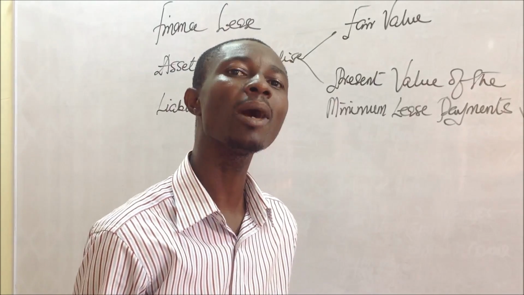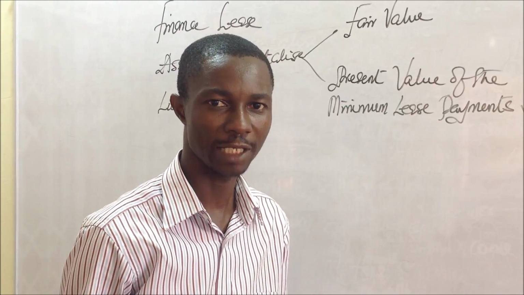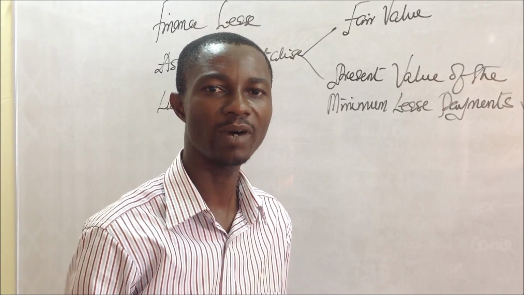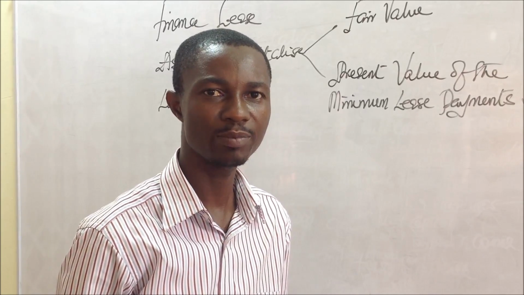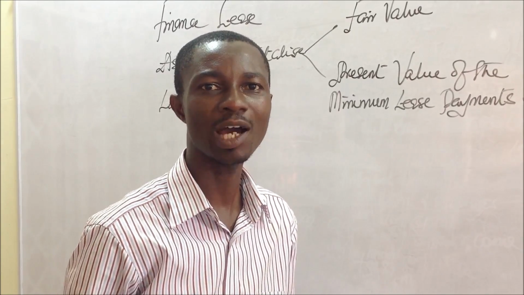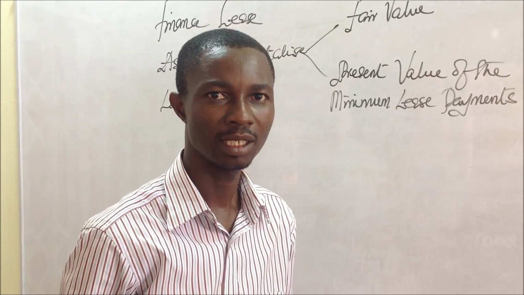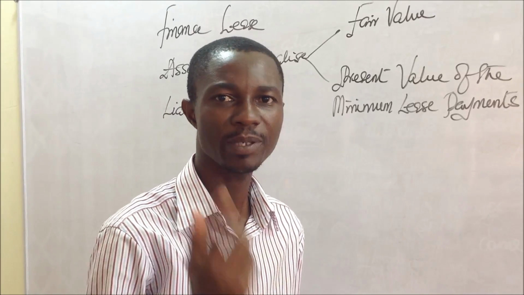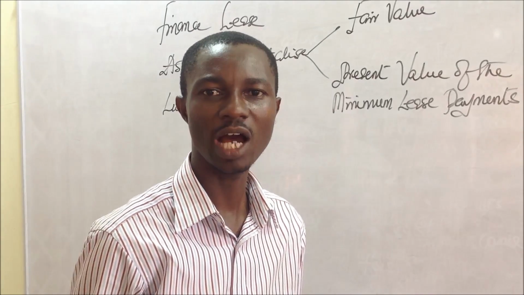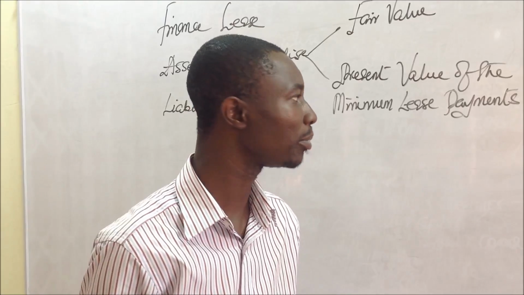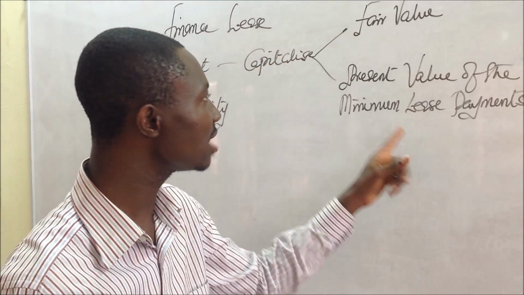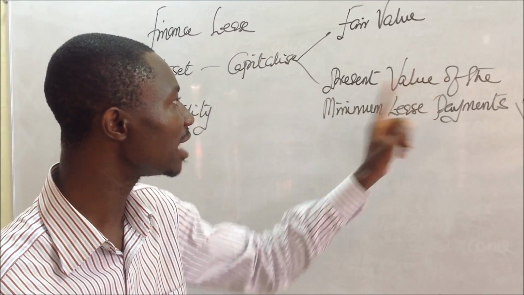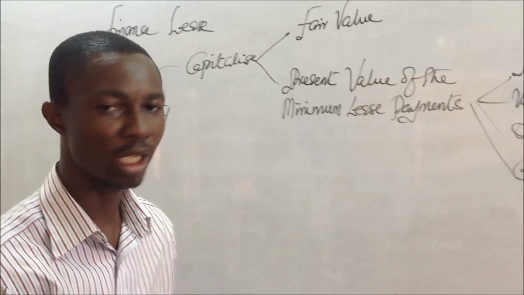Now, since these amounts are going to be paid in the future, we would want to calculate the present value for the minimum lease payments. Of course, we would want to account for the time value of money, because amounts payable in the future do not have the same value as amounts payable now. So essentially, we are going to calculate the present value of the minimum lease payments.